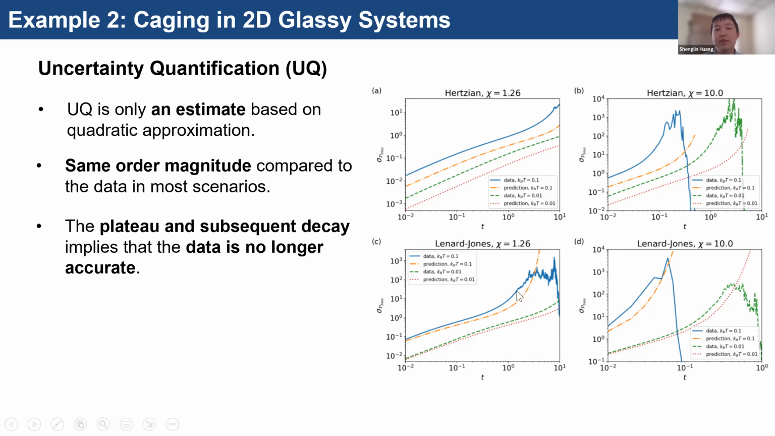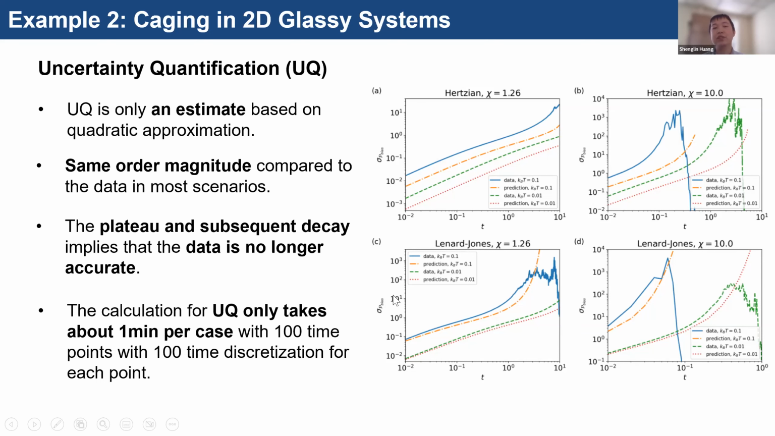And I also want to emphasize the plateau here and the decay. It implies the data itself is no longer accurate because we don't have enough realizations. So it does not mean the UQ failed, it means the data failed.